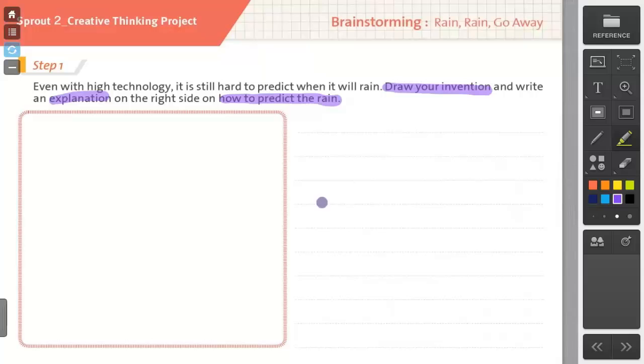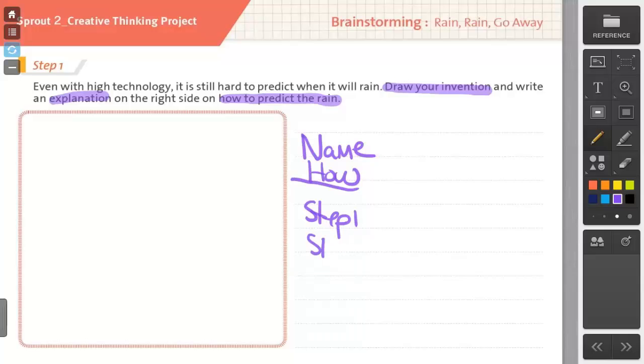That is based off of what they need to use within their script. For this one, I would ask students to include the name of their invention as well as how it works. I would ask them to tell me step 1 and step 2, and all the way out, at least until step 3.